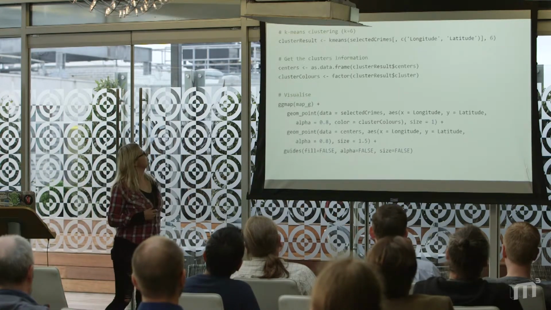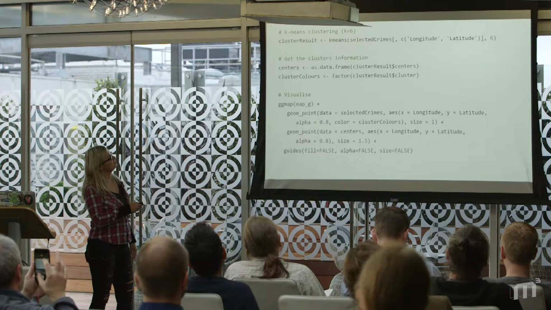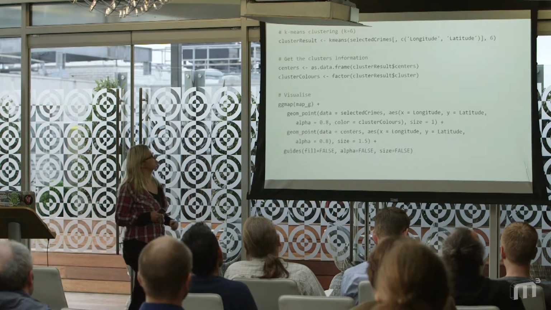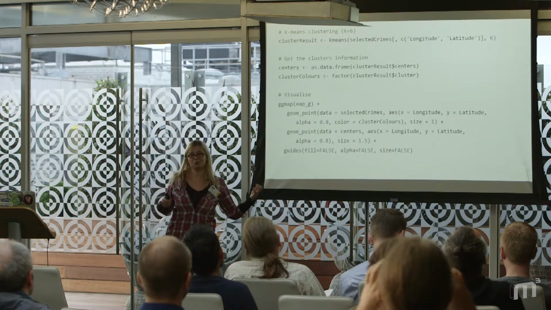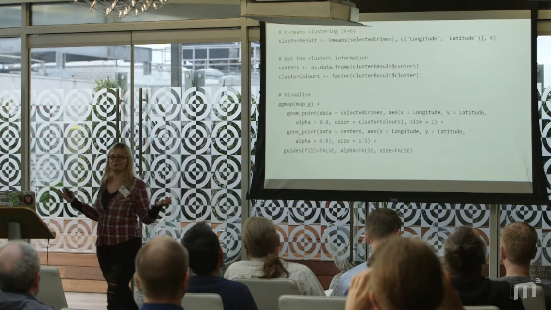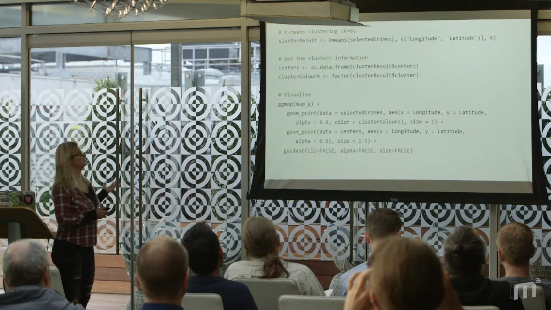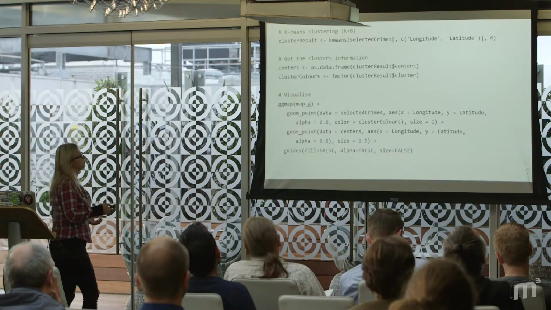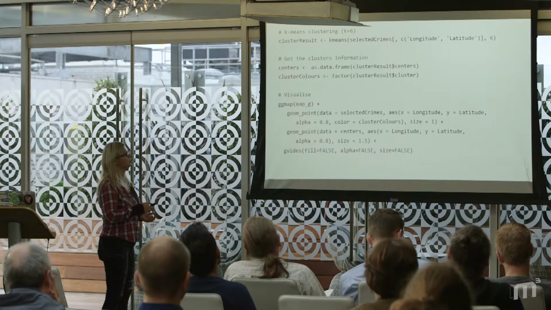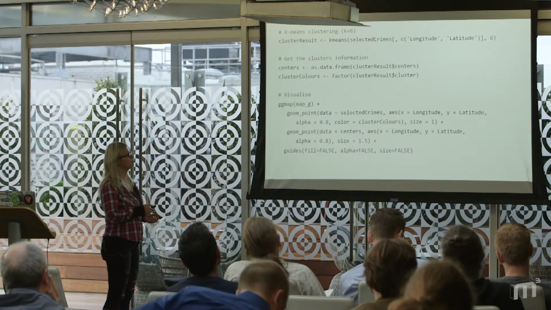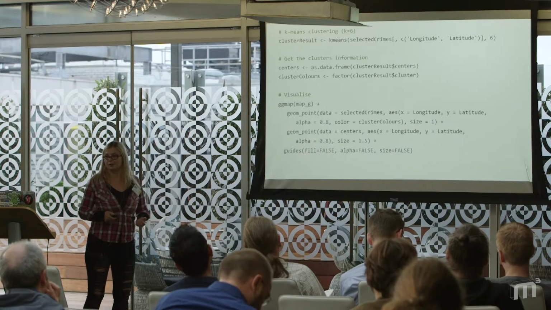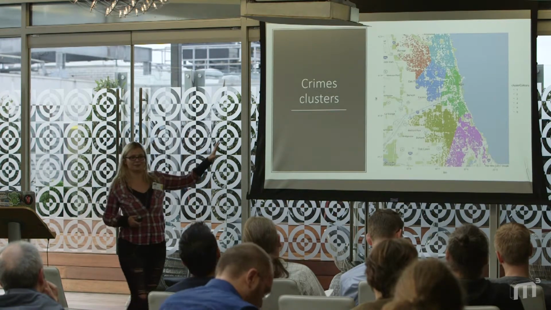Then we can get clusters. So k-means: get my selected crimes and just take longitude and latitude and put it into 6 clusters. That's what I did in this first line. Then I get the centers of the clusters, then I put some colors, and again, I plotted a gmap, and then I put points of my selected crimes. You know, this is a very nice visualization.